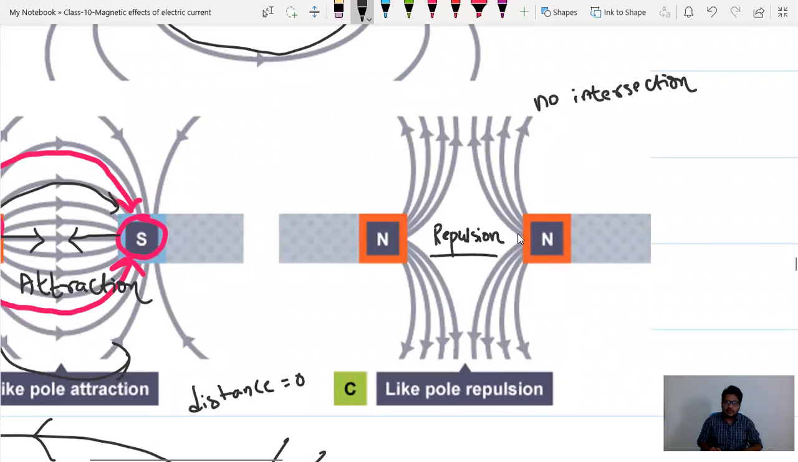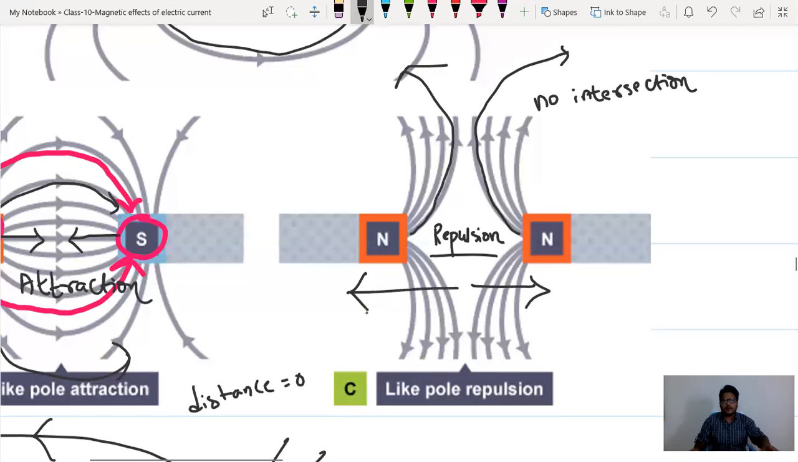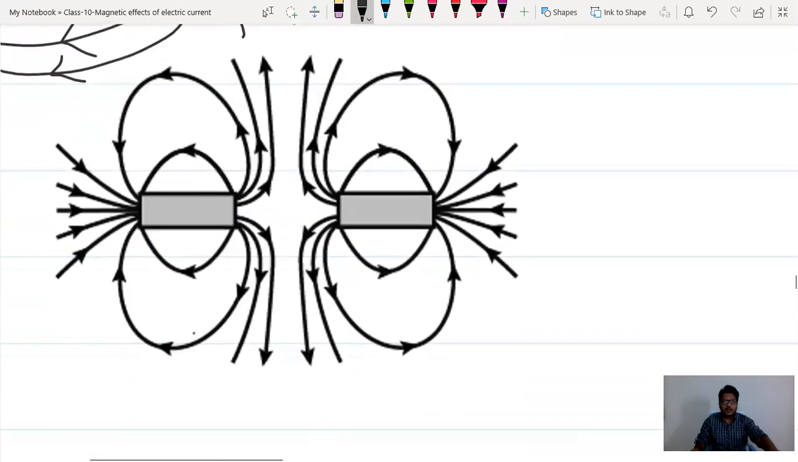So this north line will flow towards south. This one will flow towards south, like that. Both are separate, so there will be repulsion. This north will move far away. This north will move far away. So from this, I have got, if you place two bar magnets near to each other, you see guys, now two lines are not intersecting.